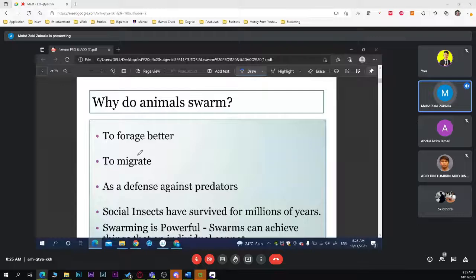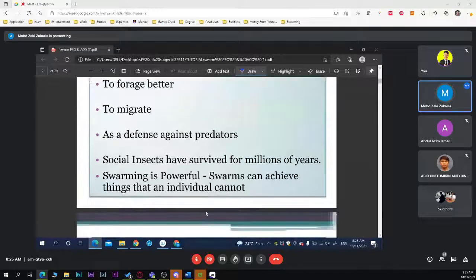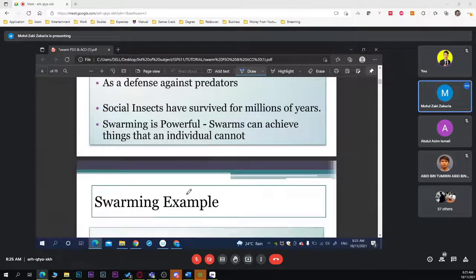Why do animals swarm? To forage better, to migrate, and to defend against predators. Social insects have survived for millions of years. Swarming is powerful, meaning a swarm can achieve things that an individual cannot. It means by grouping, not individual action. So it must follow natural grouping.